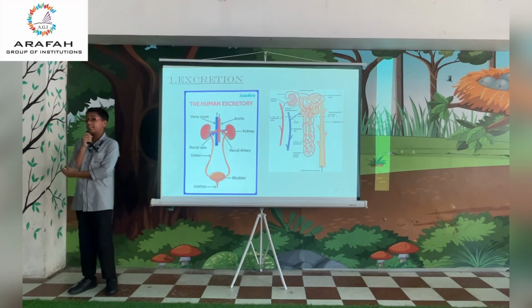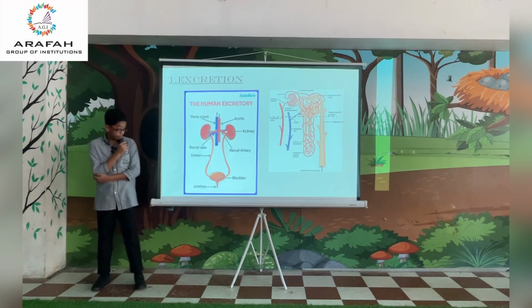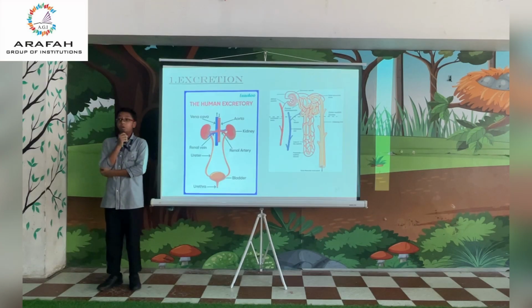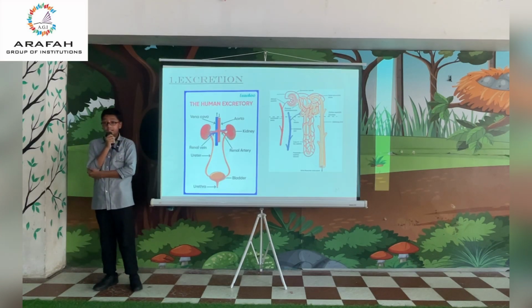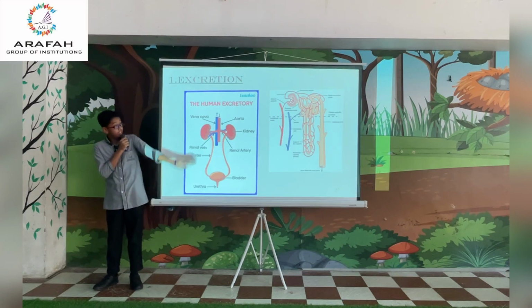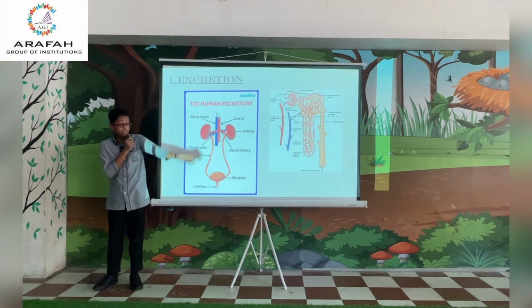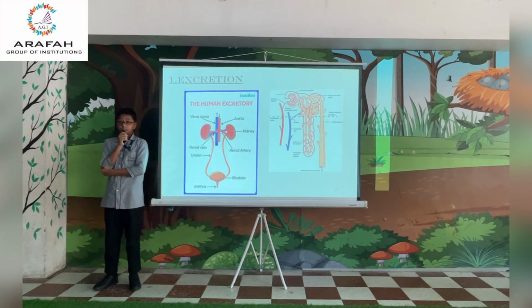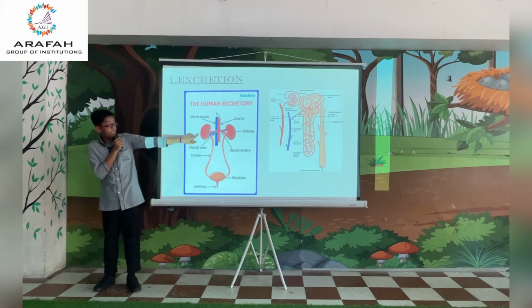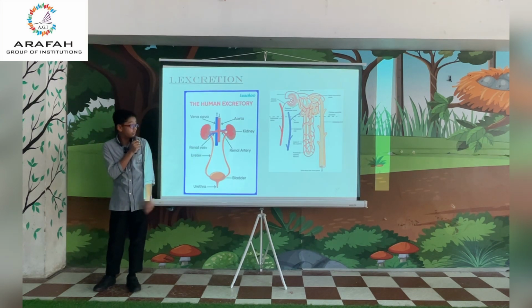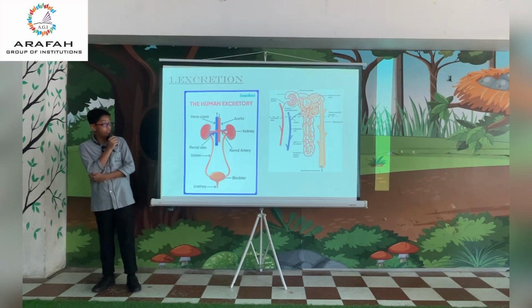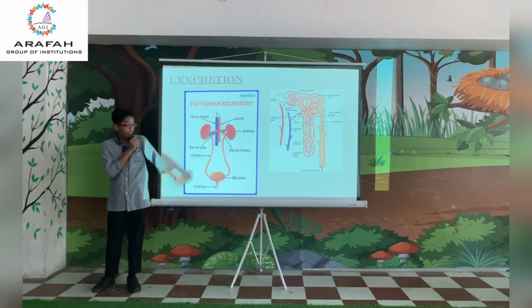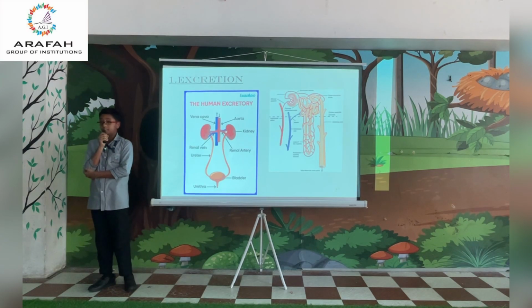As my friend explained about excretion in humans, I am going to explain about kidneys. Kidneys are a pair of bean-shaped organs. They are reddish brown in color. They are located on either side of the vertebral column just above the waist. Each kidney consists of a large number of coiled tubes called nephrons. Nephrons are the functional unit of kidneys. They help in forming urine.